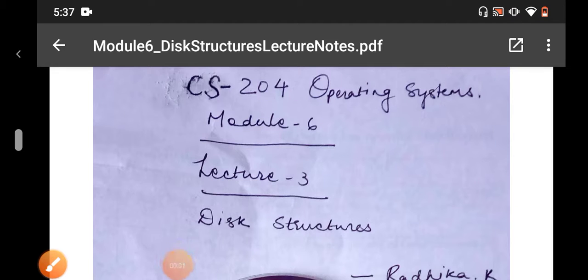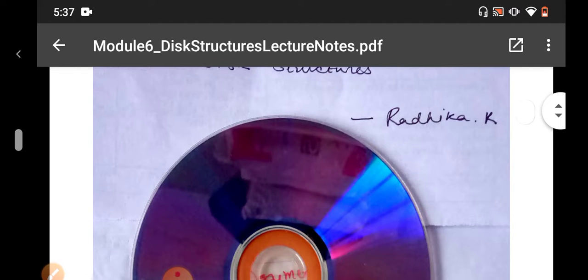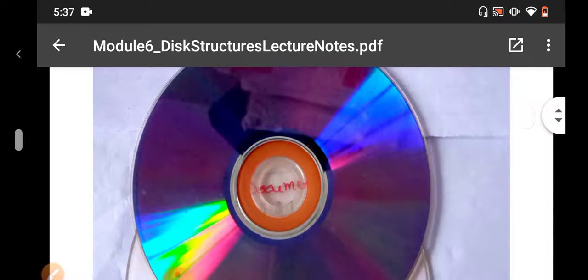Hello everyone, good morning. Today we will start with the very interesting topic of disk structures of module 6. This is very easy and very interesting to understand, and very scoring too. Now before going on, first we understand the structure of a disk.